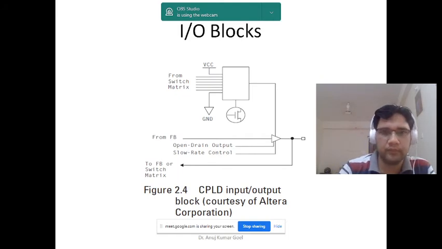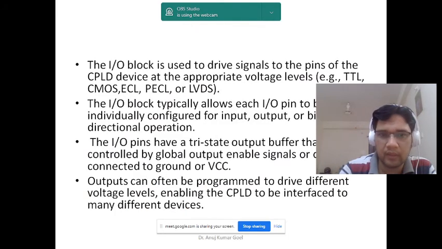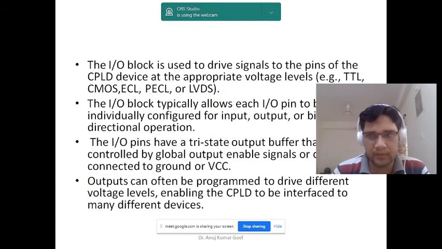Sir, what is PECL? These are different technologies. Do you know about TTL, DTL, ECL? Yes, sir. Yeah, these are different technologies of electronics, and all the technologies have different voltage levels.